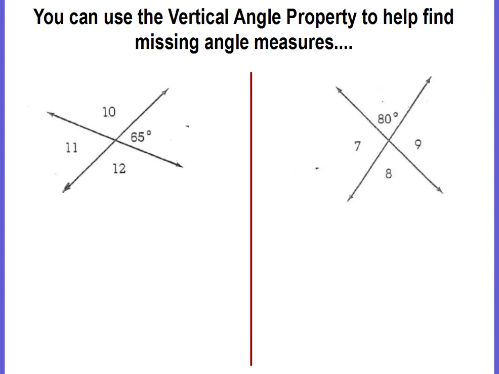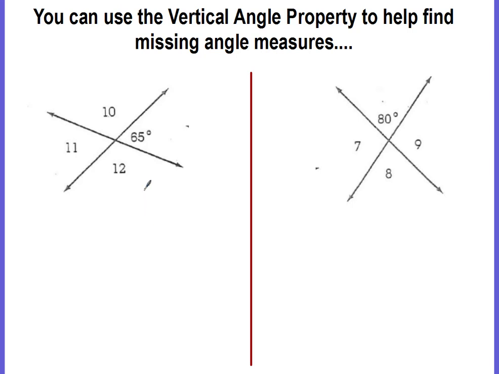So let's try some. All right, we know the measure of this angle. We want to find the measure of 10, 11, and 12. Okay. Let's go ahead and start. I see an X. Do you see an X? It could be a wide X, it could be a skinny X, it could be an X rotated, but if it looks like an X, you have vertical angles.